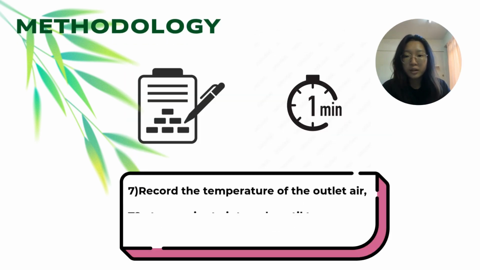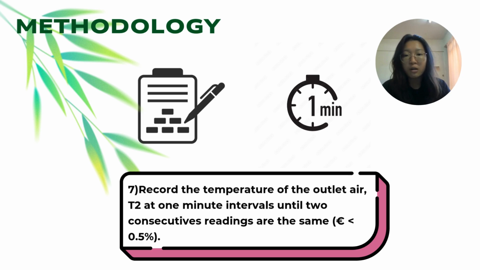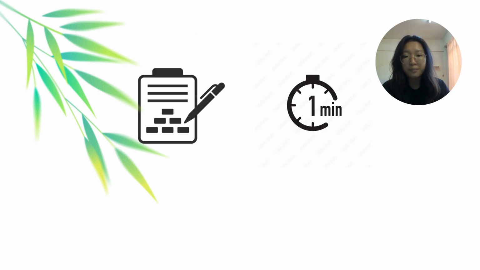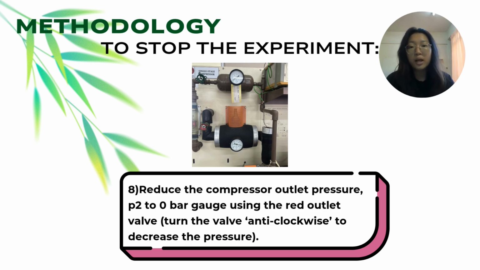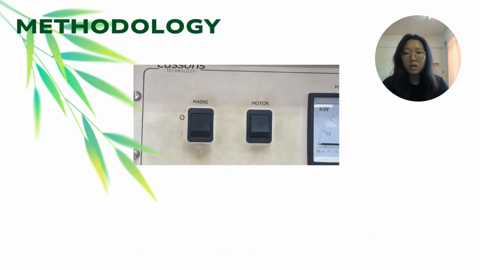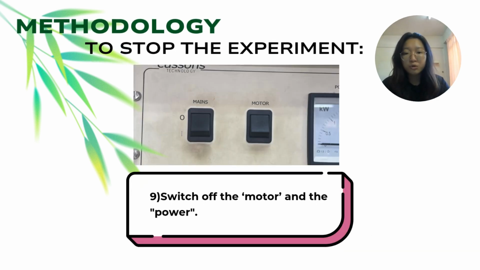Step 7 is to record the temperature of the outlet air T2 at 1 minute intervals until two consecutive readings are the same. After getting two readings that are the same, we must stop the experiment. To stop the experiment, we reduce the compressor outlet pressure P2 to 0 bar by using the red outlet valve. Turn the valve anti-clockwise to decrease the pressure. Okay, the last step is to switch off the motor and the power.